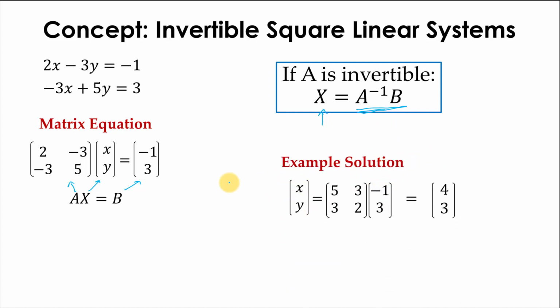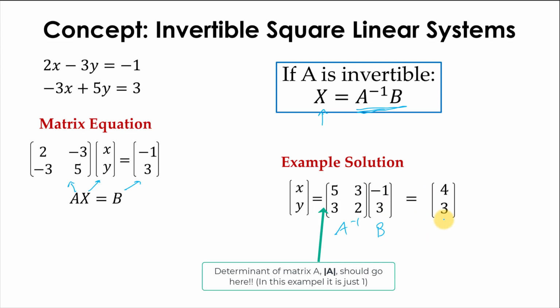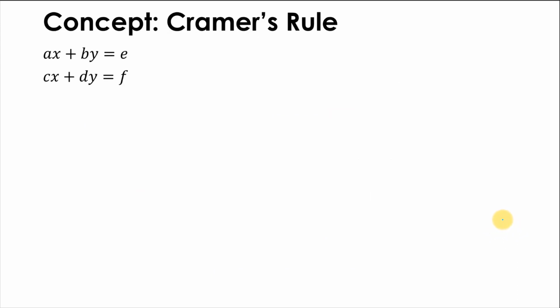X, Y, again that's our X matrix, is equal to the inverse, this is A inverse, times B. And when I do that, I get 4, 3. So my solution here would be 4, 3. X is 4, Y is 3. We'll get more in depth on this, but first let's look at Cramer's rule.